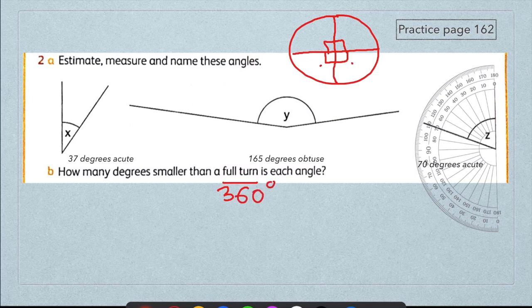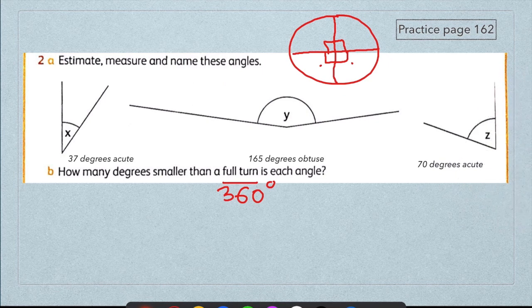So what we need to do here is to find the difference between these angles and a full turn. Therefore, I will have 360 minus 37 degrees, which was this one, which is going to make 323 degrees about angle Y. I will have 360 minus 165, which is 195 degrees. About the last one, which we measured at 70 degrees, it'll be 360 minus 70 degrees, which is going to give us 290 degrees as a difference between this angle and a full turn angle.